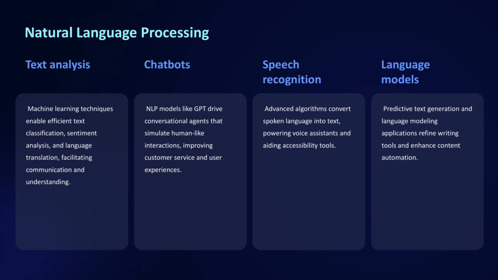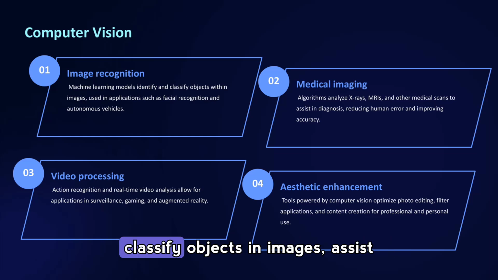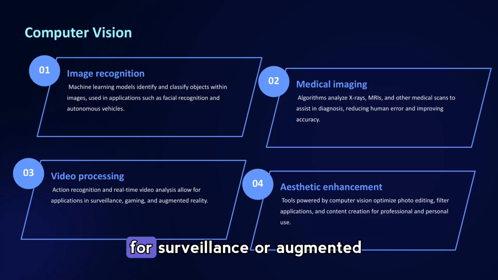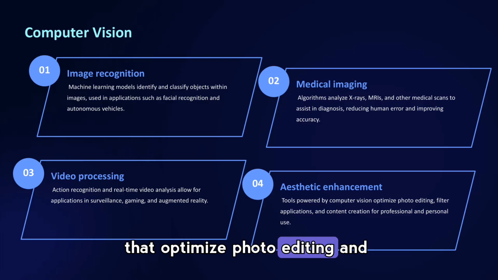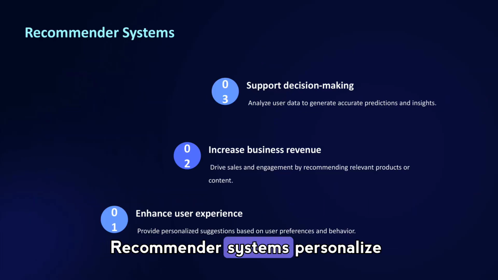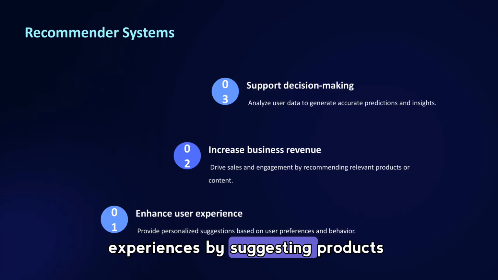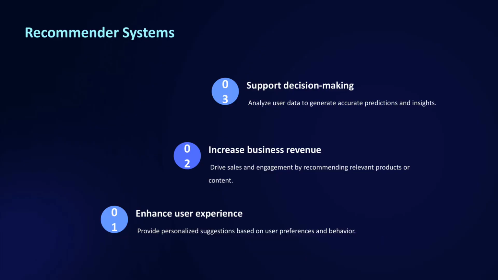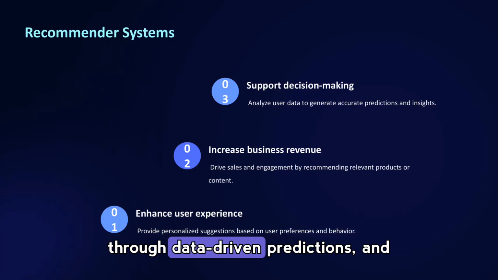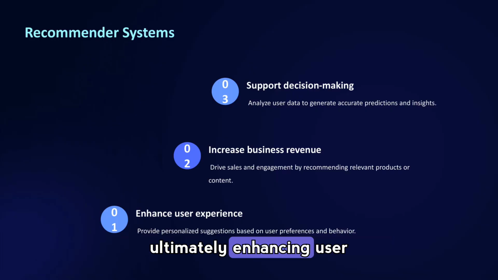Computer vision models identify and classify objects in images, assist medical imaging by analyzing scans, enable real-time video processing for surveillance or augmented reality, and power aesthetic tools that optimize photo editing and content creation for professional and personal use. Recommender systems personalize experiences by suggesting products or content based on user behavior, increasing engagement and revenue, supporting better decision-making through data-driven predictions, and ultimately enhancing user satisfaction with tailored recommendations.